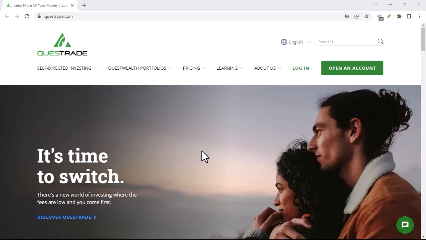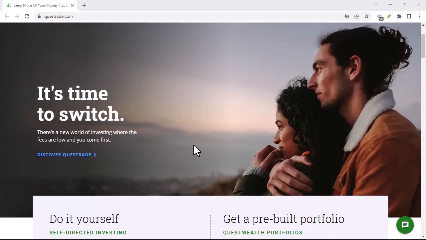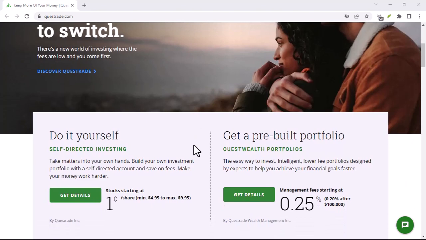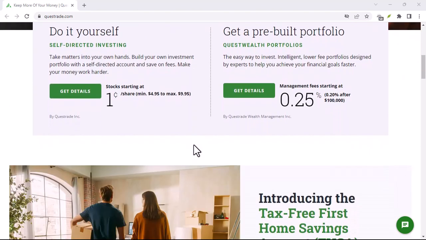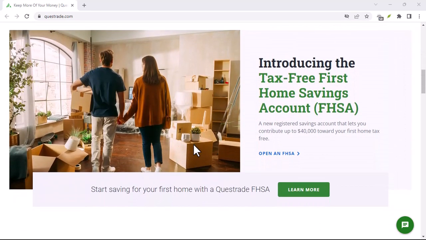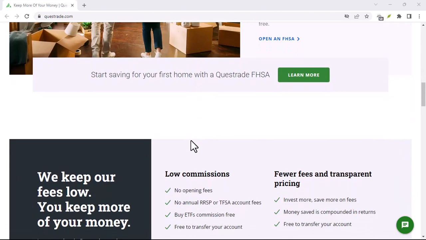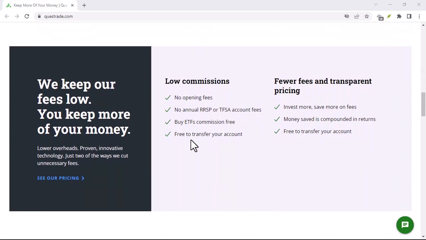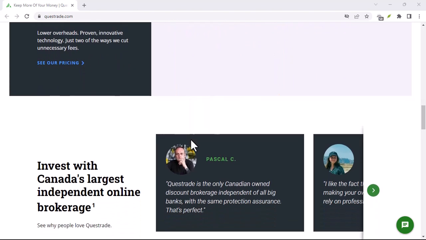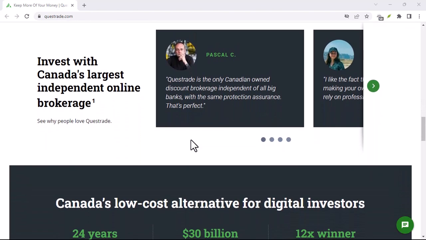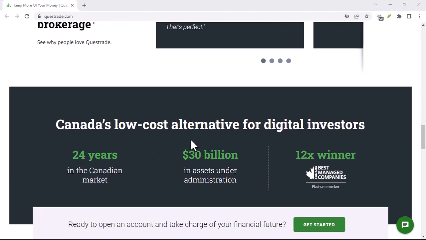Why is my Questrade cash negative? Don't panic. Hey everyone, stock market adventurer here. Have you ever logged into your Questrade account, feeling confident and ready to trade, only to be met with a scary sight, negative cash? Now, before you hit the sell button on everything you own, let's take a deep breath.